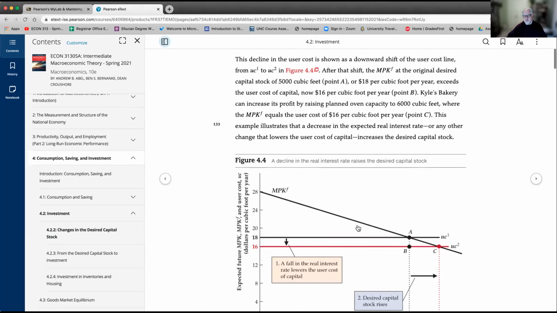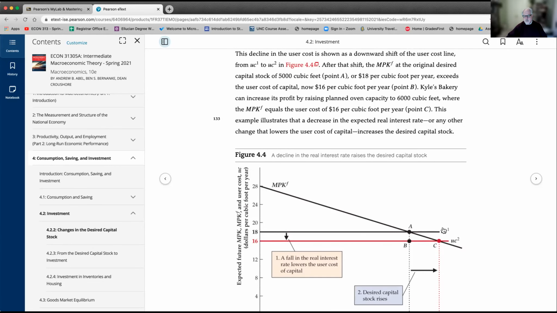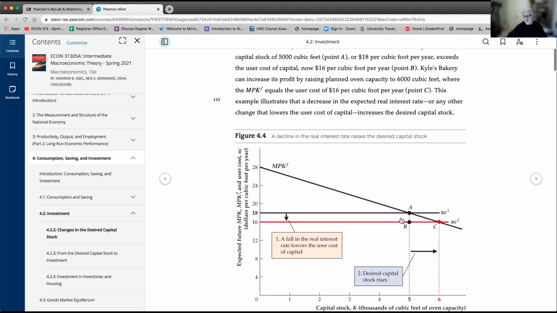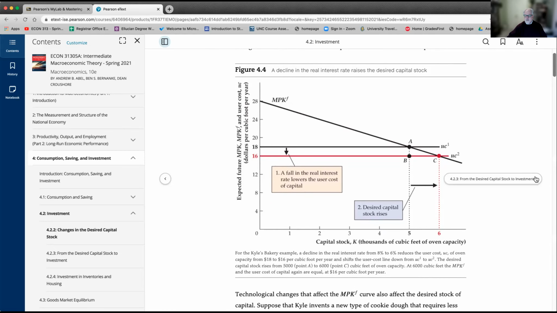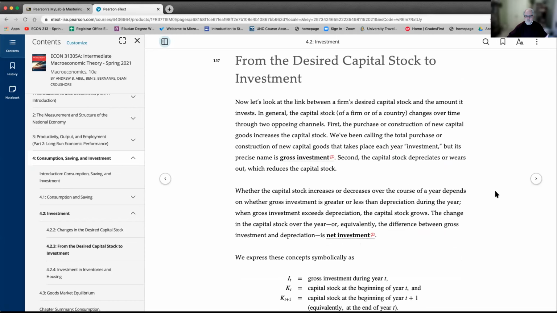There's the marginal product of capital. There's the user cost of capital. And they keep buying more capital up to the point at which the marginal benefit, the marginal product of capital, is just equal to how much it costs to use that capital for a year. So that's the desired capital stock. And if there's a change in one of these, something that shifts one of these curves, it's going to change where that intersection happens. And it's going to change, therefore, what the desired level of capital stock is. And it's either going to cause investment to increase or it's going to cause investment to decrease. So that's the game we play.